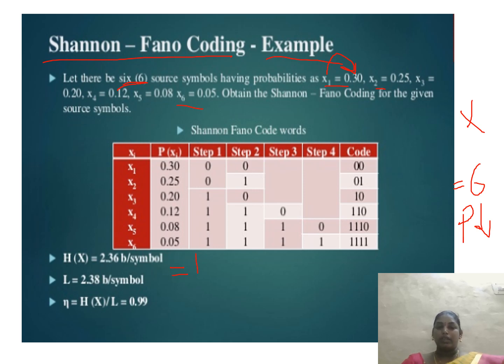Then, the Shannon-Fano coding works on the procedure.